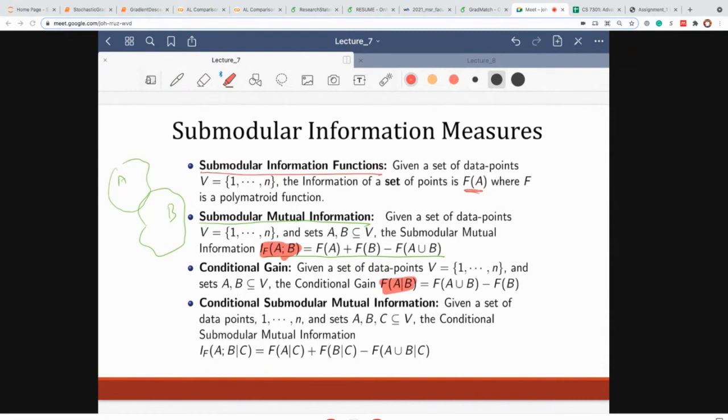B, and this is nothing but f of A union B minus f of B. And finally, you can define the conditional mutual information, which is I_f of A comma B given C, which is f of A given C plus f of B given C minus f of A union B given C. So far, all I've done is take these entropic quantities and extend them to submodular functions. Given any arbitrary submodular function, we can define these three terms: the submodular mutual information, the submodular conditional gain, and the conditional submodular mutual information. Any questions on this so far?